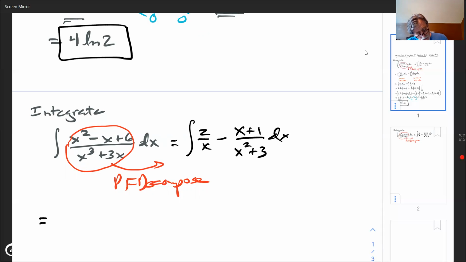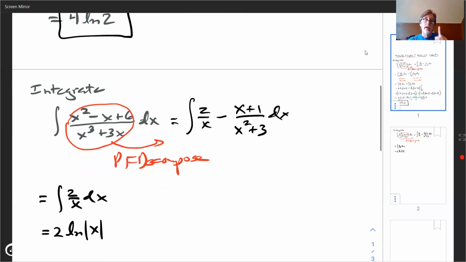We've got the integral of 2 over x dx. We just did that. It's 2 natural log absolute value of x. And that one's done. There's no limits. So pretty much that's part of our answer right there. The other one's going to give us trouble. Okay, we've got this minus the integral of x plus 1 over x squared plus 3 dx.